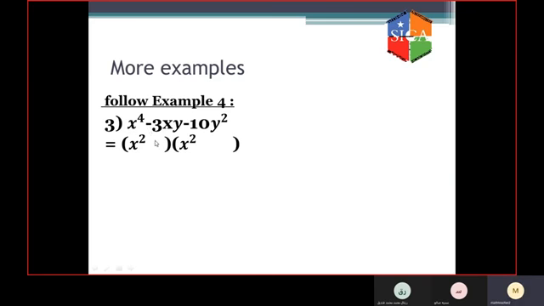So we factorize as negative 5y times 2y equals negative 10y squared. The middle term sign is negative. The greater one takes negative because the sign of the middle term is negative.